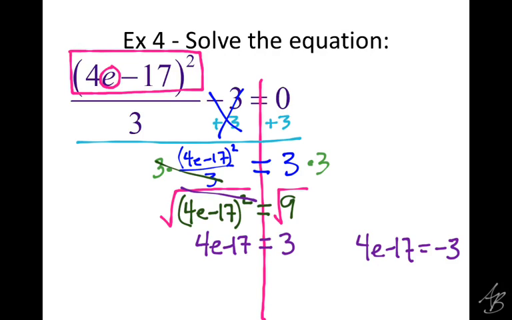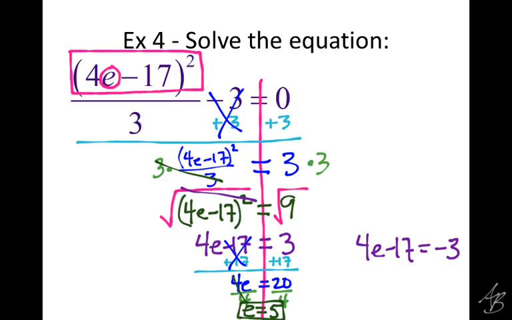So we just have two equations to solve like we normally do. So we're going to add 17 here. We do that on both sides. And on the left side, when those 17's cancel, what does that leave? 4e equals 20? Okay. Then what? Divide by 4e. Divide by 4, just 4, right? So we're going to divide by 4 on both sides. And when we do that, we get e equals 5.